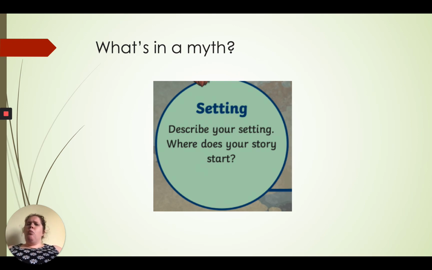So, setting: where is your story going to happen? Think about where the myths have happened so far. They've happened in ancient Greece. They have happened in some dark and scary places, but they really explain where it happens. Where does it start? What does your setting look like? Really use adjectives to help you.